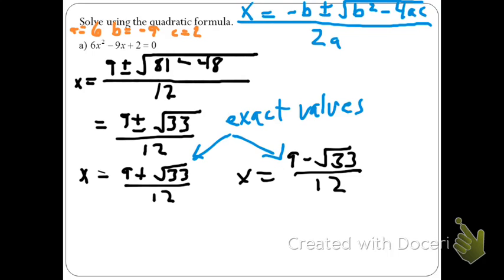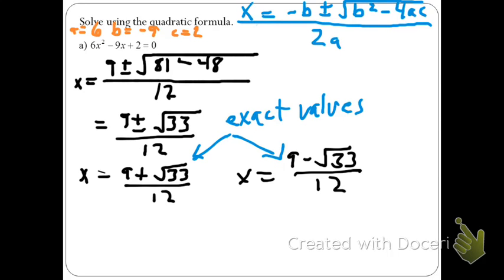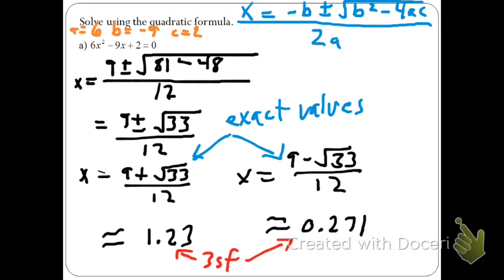So one of the things you can do is go ahead and use your calculator and figure out what is 9 plus the square root of 33 divided by 12 and what is 9 minus the square root of 33 divided by 12. Alright, we're back. And if you choose to do that and give approximate values instead of exact values, these are the values that you would get rounded to 3 significant figures. Alright, that's how you use quadratic formula. Let's try a couple more examples.